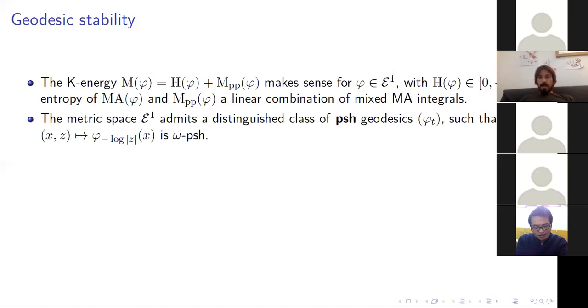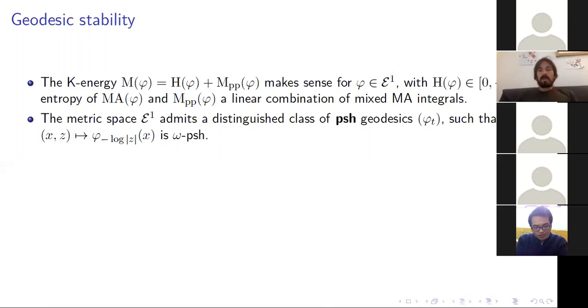Now, in the space E1, there is a distinguished class of geodesics for the metric d1, which are called PSH geodesics, because they correspond to a pluripotential harmonicity condition that you can phrase in the following way. So you take phi_t(x), a geodesic parameterized by a non-negative real number t, and you view it as a function on X times the punctured disk with the variable z. By introducing this change of variable, you look at phi at the time minus log |z|, evaluated at the point x. And when this function is omega-PSH in the two variables at the same time, the geodesic is PSH by definition.